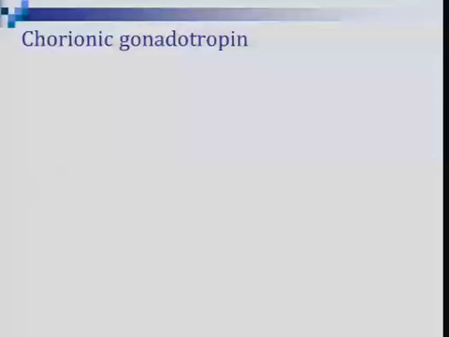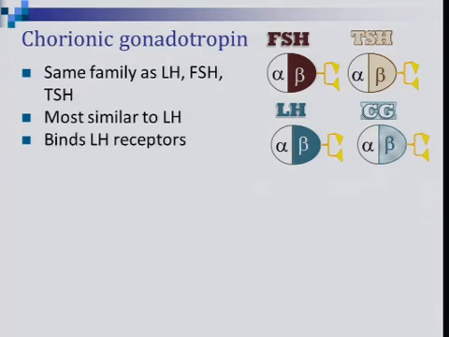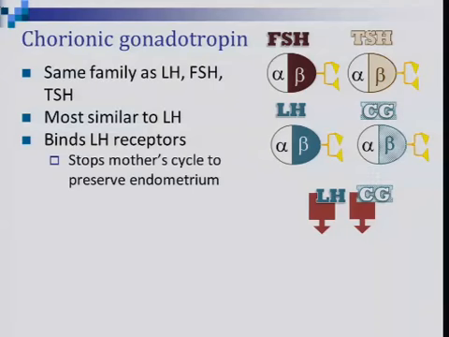So chorionic gonadotropin is in the same family as LH, FSH, and TSH. So they have identical alpha subunits and different beta subunits. It's very similar to LH. And what it does is it binds the LH receptors with equal affinity. And this stops the mother's cycle to preserve that secretory phase endothelium so that the embryo can develop and menses doesn't commence.